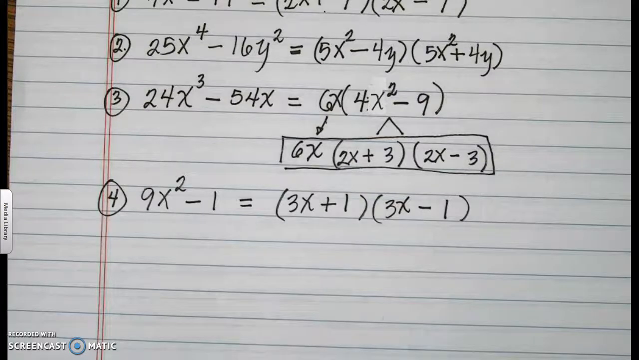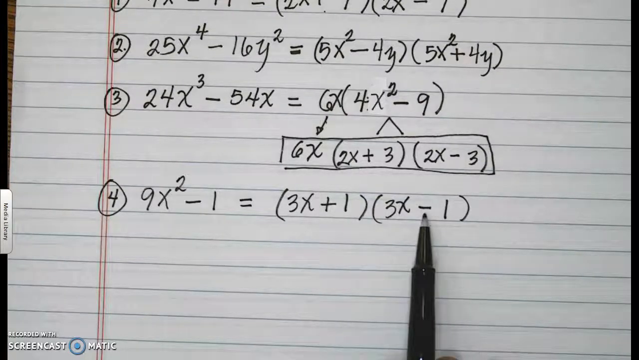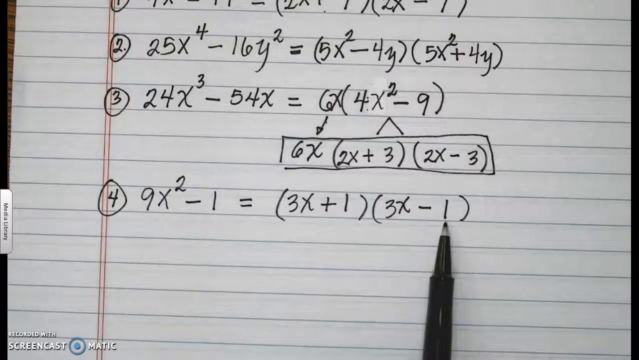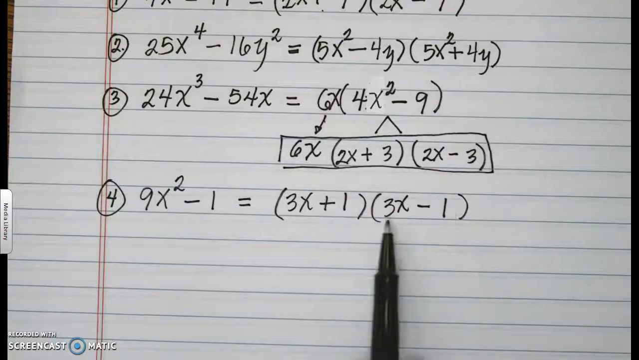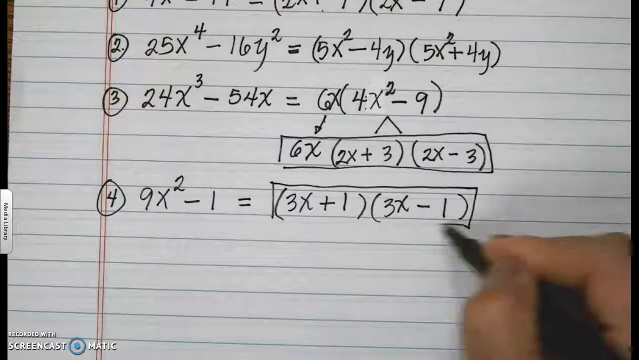And the only thing that you will have to do now is to examine this because that has a minus. Can this be square rooted? Is this a perfect square? This is a perfect square, but this is not. So therefore, this is already your final set of factors.